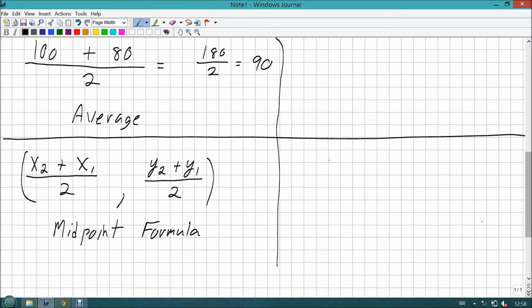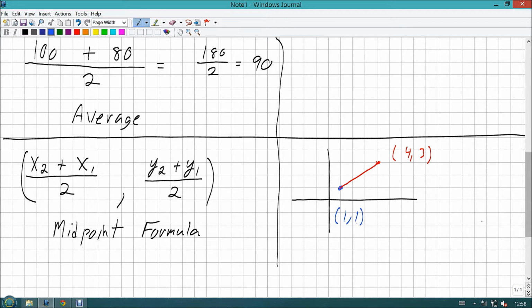So if I'm looking at a graph, and let's say that I am given two points, one at (1, 1), and the other at (4, 3). And I want to find the midpoint of this line segment. To do that, I use my midpoint formula. I know this point in red on the right is (4, 3), and the blue point's location was at (1, 1).